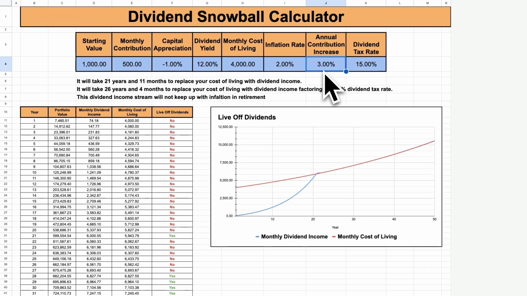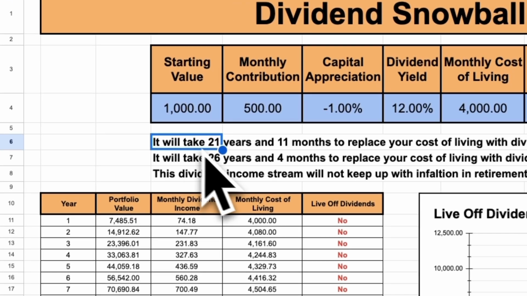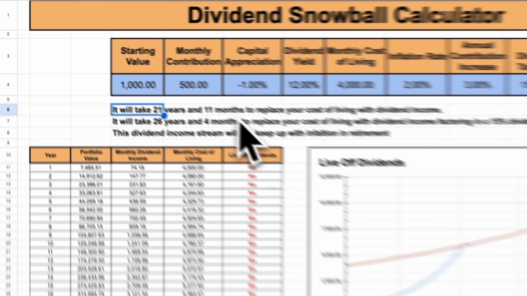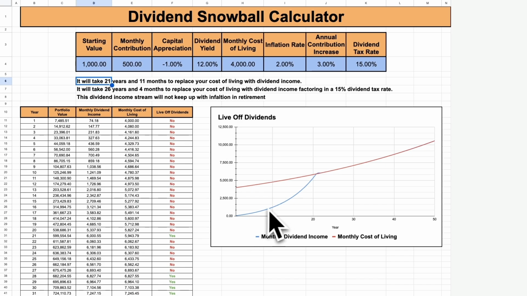The goal is to see how long it'll take the QYLD snowball to replace our inflation-adjusted monthly cost of living with passive monthly dividend income. The dividend growth rate of our investment is presumed to align with our rate of capital appreciation. And we can see that it would take 21 years and 11 months for the dividend income from our portfolio to exceed our inflation-adjusted cost of living. We're talking about roughly $6,000 per month here.